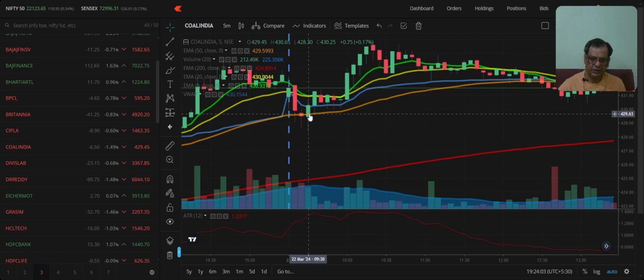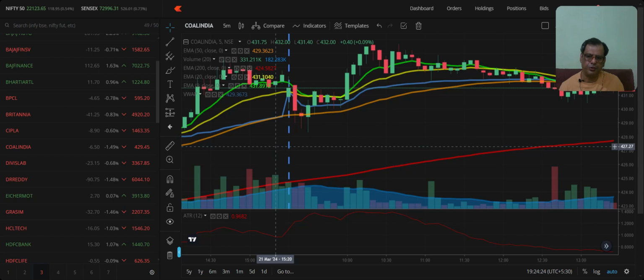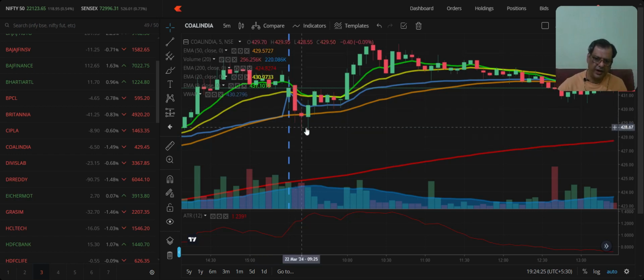No, we shouldn't, because this VWAP and the 9 and 20 are above this EMA 50, and they could act as resistance. If price is below the EMA or the VWAP, it will act as dynamic resistance, and if the price is above the EMA and the VWAP, it will act as support. So I wouldn't take a trade here.